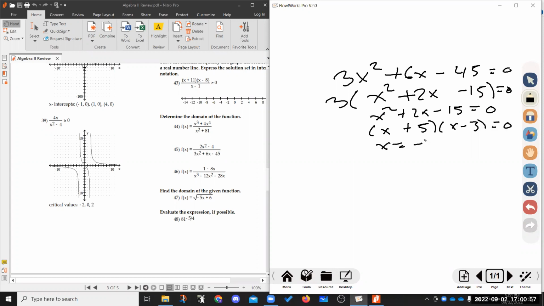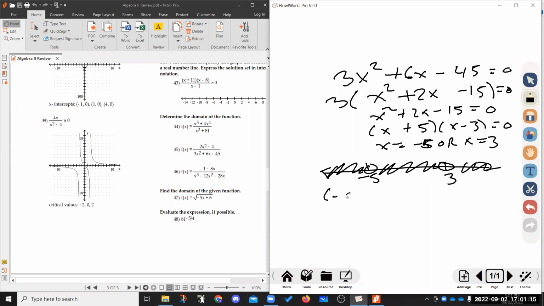So x is equal to -5, or x is equal to 3. Those are my 2 bad points on my number line, -5 and 3, that I can't have. My domain is going to be everything else. So it's going to be -infinity to -5, union -5 to 3, union 3 to infinity.